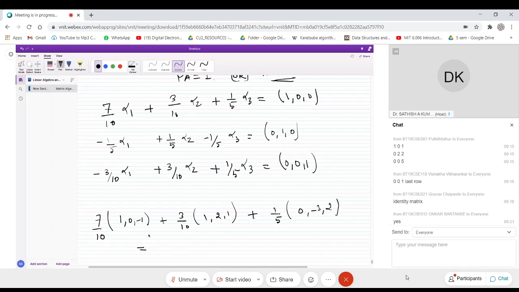Now I should get this 1 comma 1 comma. So this is 7 by 10, 3 by 10, this is 0. So 10 by 10, then I will get 1 here. This is 0, this is 3 into 2, 6 by 10. Okay, this is minus 3 by 5. Okay, so that is nothing but, once again, this is 0. So this is minus 7 by 10, this is 3 by 10. Okay, 3 by 10, this is 2 by 5.